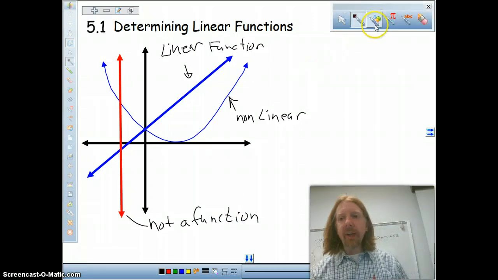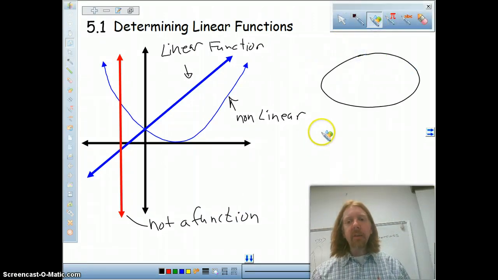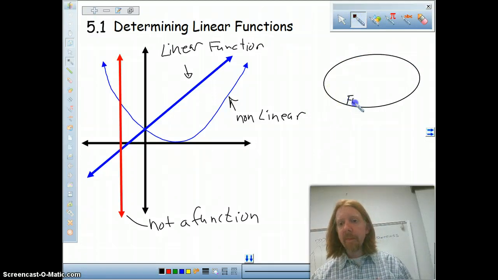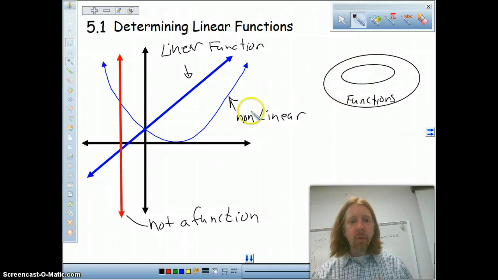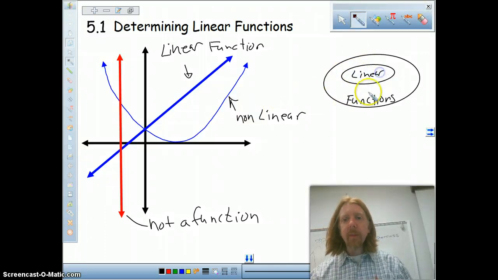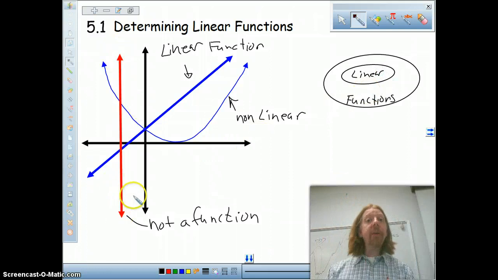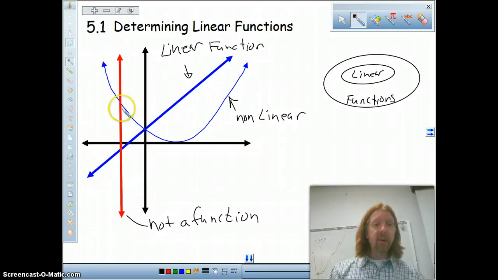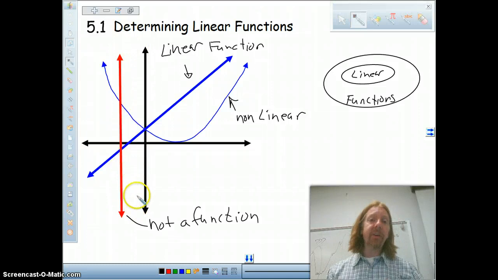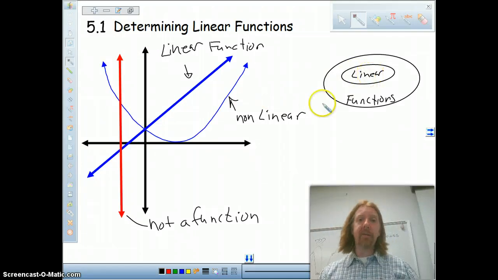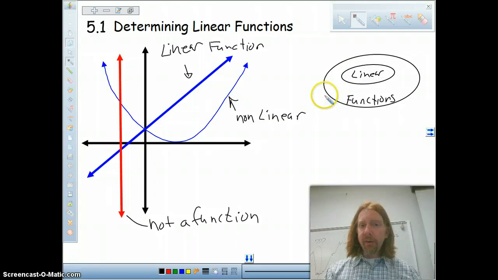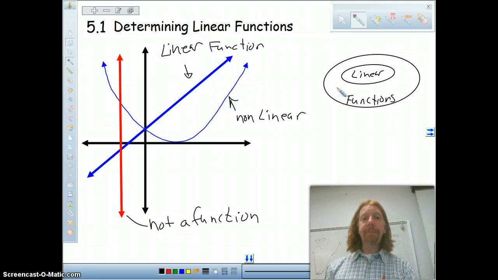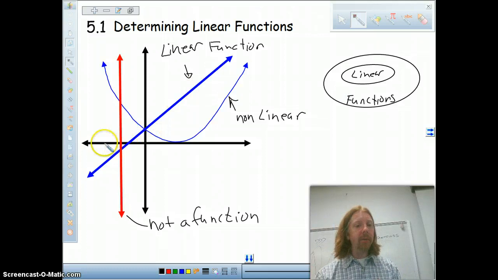So if you think of it in another sense, we have this group. Those are all the functions. Inside that group, we have what are called linear functions. In this case, the red line that runs vertically, because it fails the vertical line test, the vertical line will intersect it more than once, is not even a function. So we don't give it the label of linear function. Yes, it's a line, but it's a special case of a line that's not a linear function because it's not in the function group.